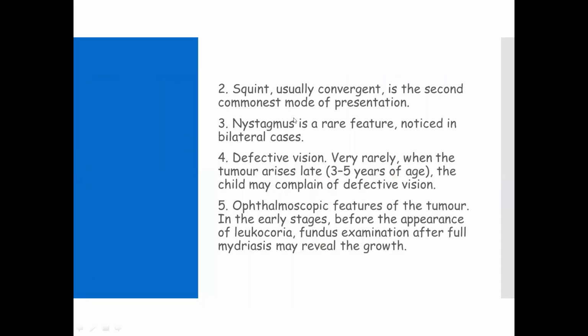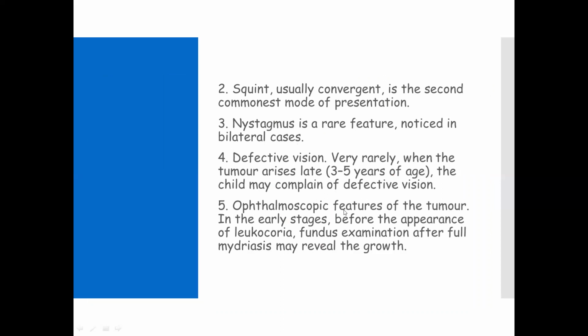Two, squint. The squint is usually convergent and it's the second commonest mode of presentation. Three, nystagmus. It's a rare feature and it's commonly noticed in bilateral cases, whereby both eyes are affected. Four, defective vision. This is very rare and occurs when the tumor arises late, between 3 to 5 years of age. The child may complain of defective vision.